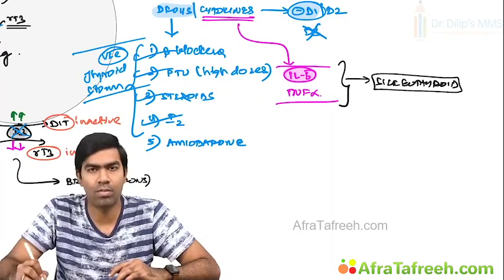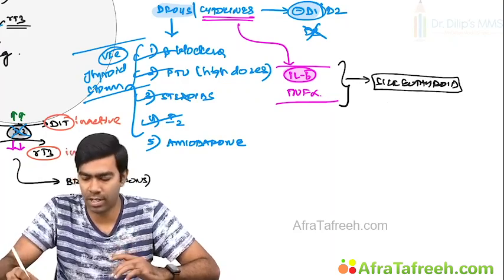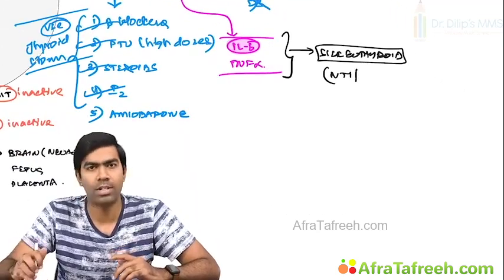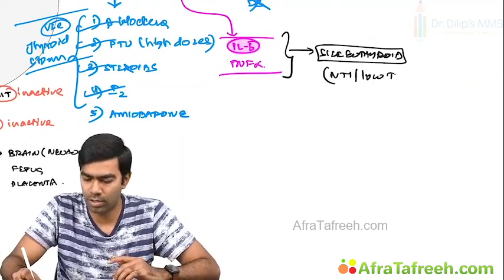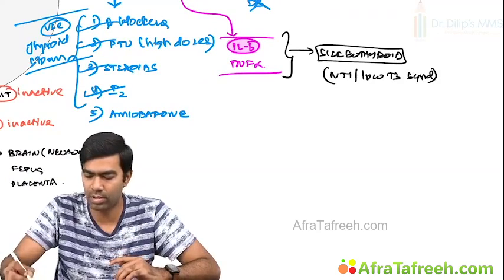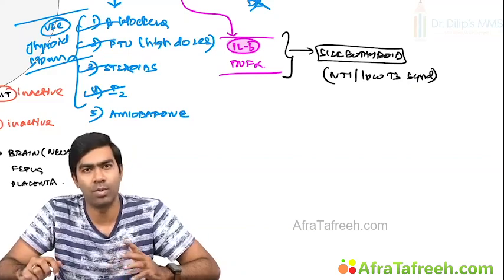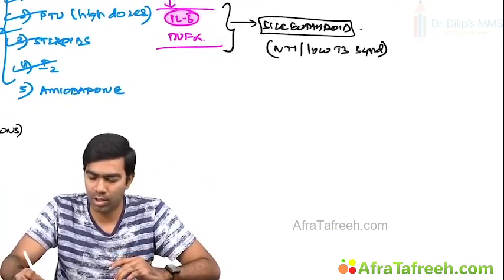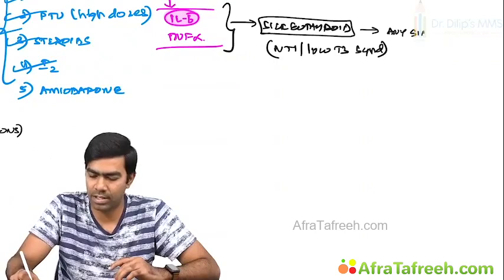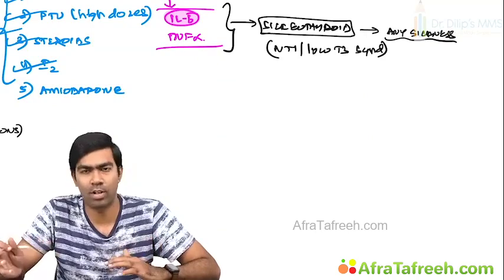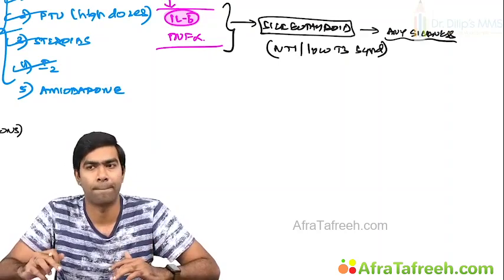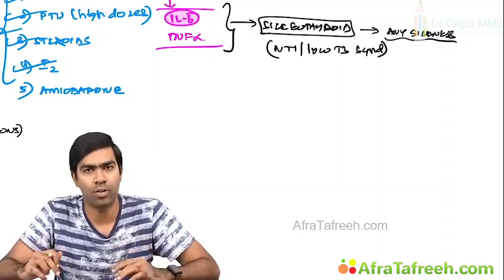This sick euthyroid syndrome is renamed currently as non-thyroidal illness, and it's also referred to as something called a low T3 syndrome. What do you mean by euthyroid sick state or sick euthyroid syndrome? Remember, this sick euthyroid syndrome can literally happen in any sickness. There is no particular sickness that will result in sick euthyroid syndrome and that will not result in a sick euthyroid state, especially patients who are living in critical care. Definitely you might expect a sick euthyroid state.